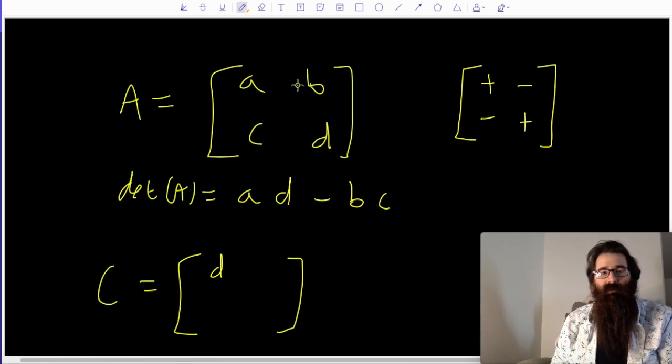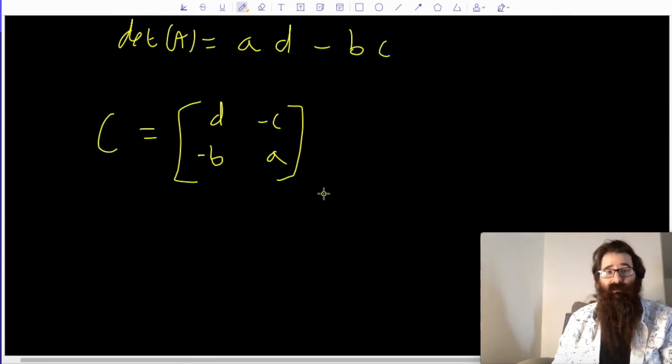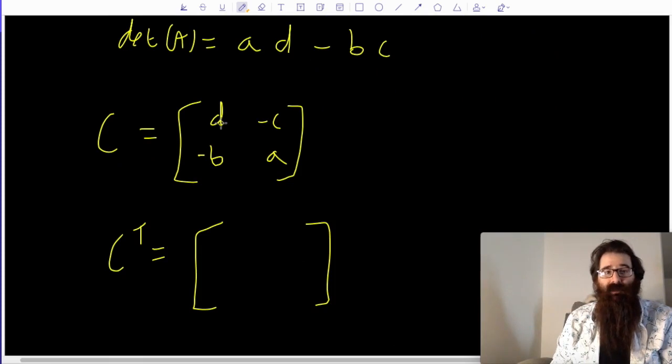Go to the second entry in the first row. Remove that entry's row and column, leaves me just with C, but I have to flip the sign on it, so minus C. And go here to the second row, first entry, remove that entry's row and column, leaves me with B, but I have to flip the sign on it. And then here, last entry, remove its row and column, leaves me with A, don't flip the sign. So there's my cofactor matrix. But then we transpose this. Well, what happens if I transpose it? Now my first row becomes my first column, so first column is D, negative C. Second row becomes my second column, negative B, A.